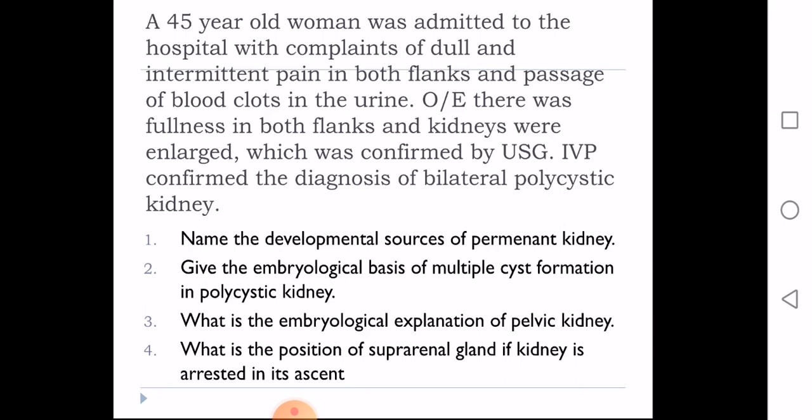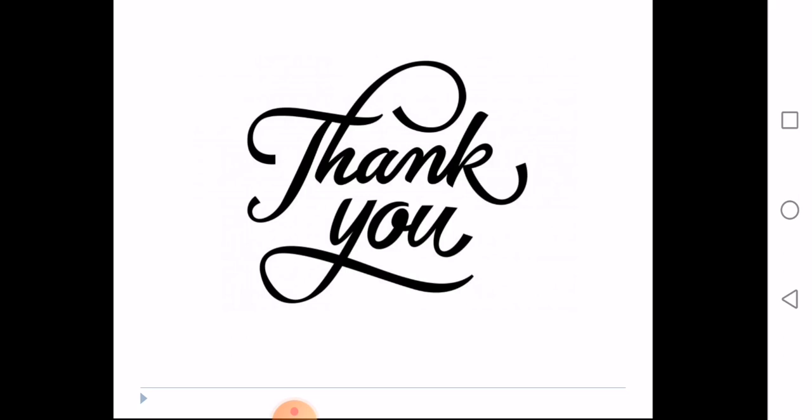What is the position of the suprarenal gland if the kidney is arrested in its ascent? In our whole lesson we didn't talk about the suprarenal gland, except I showed you one slide of the pelvic kidney where you saw that the suprarenal gland was in its position. So suprarenal gland development is not related to the development of the kidney. No matter where the kidney is, the suprarenal gland will always be where it should be. That is all. Thank you.